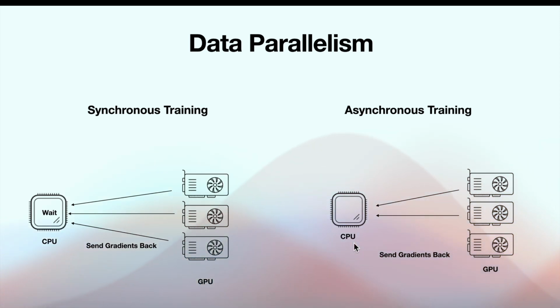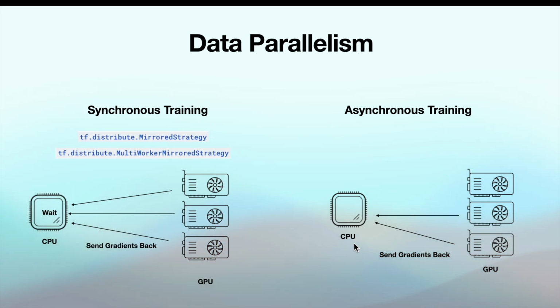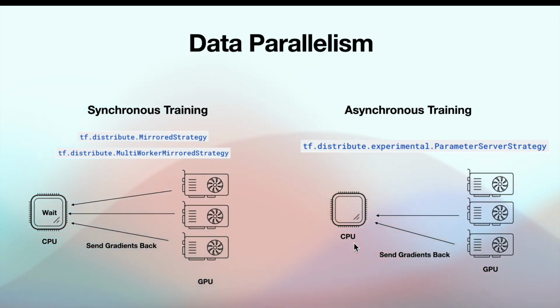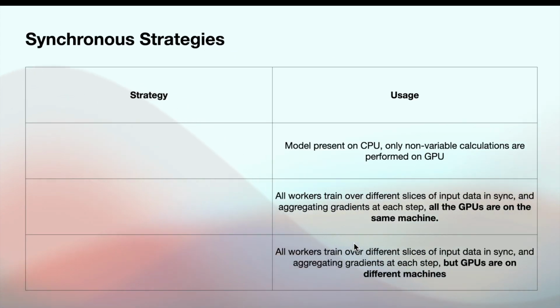If all of this sounds complicated, we do not need to worry about lower level implementation of these strategies. TensorFlow provides us with high level classes for each of these training paradigms. Namely, for synchronous training, we have two strategies known as mirrored strategy and multi-worker mirrored strategy. And for asynchronous training, we have parameter server strategy. Let's look at these strategy classes in further detail.